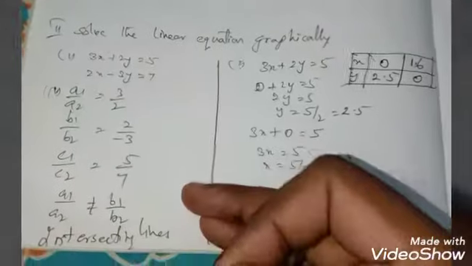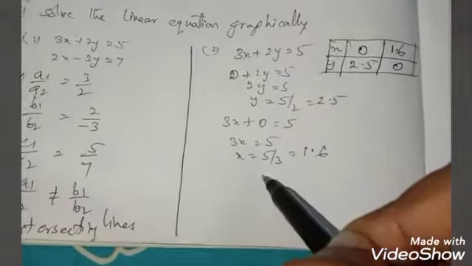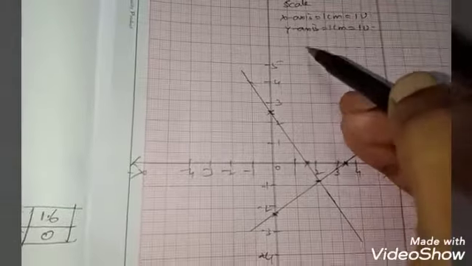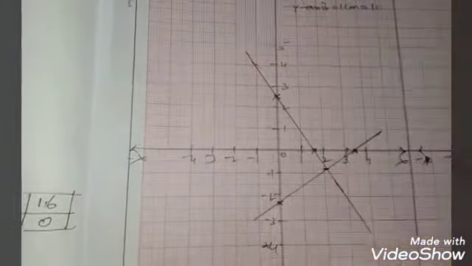Now what is the first step? First step is we are showing whether it is intersecting lines or not. Second step is finding the points. Next, third step is representing those points on the graph, and the fourth step is we are writing the scale. Let us take one more example.